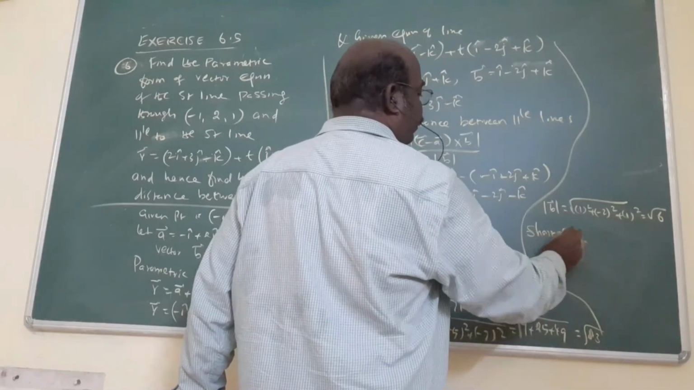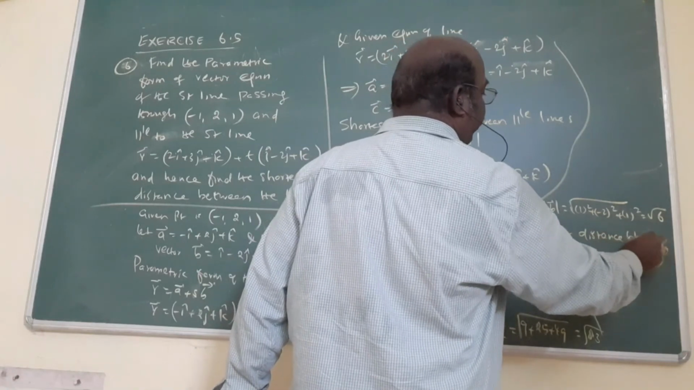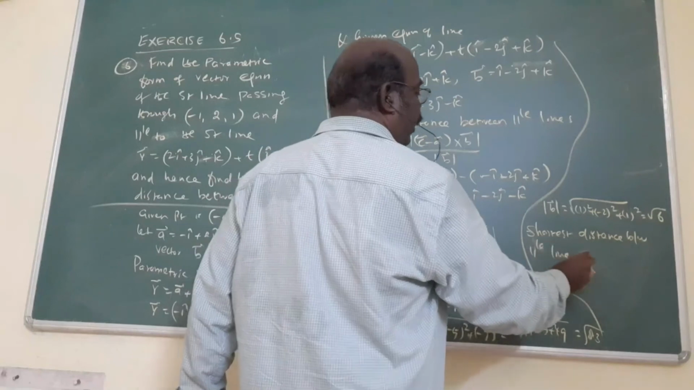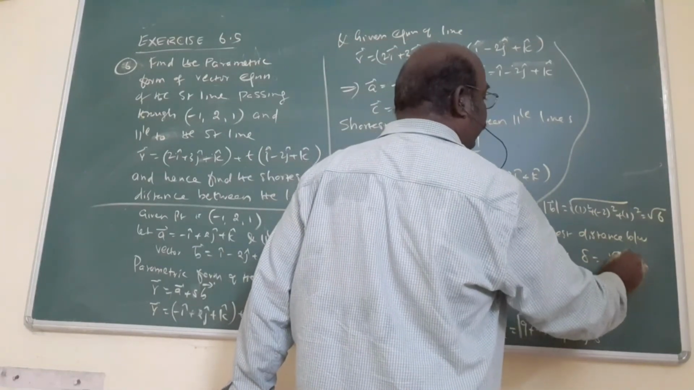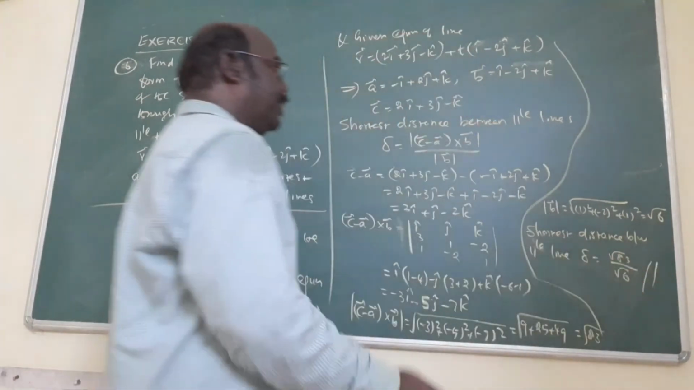The shortest distance between the parallel lines is equal to what? Numerator root of 83 by root of 6. No simplification, that is the answer.